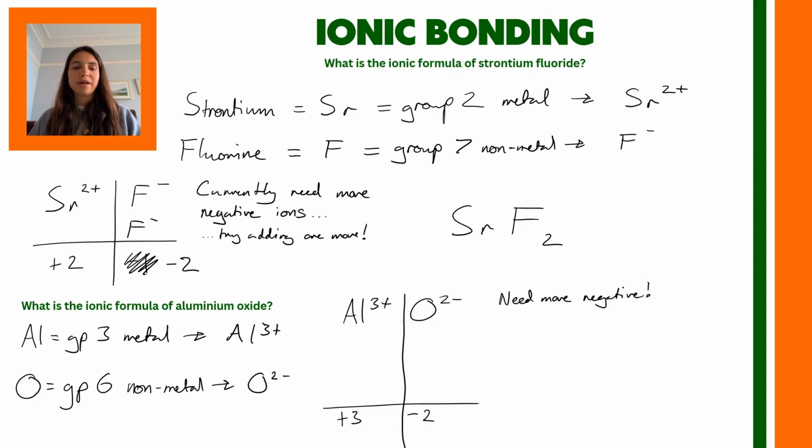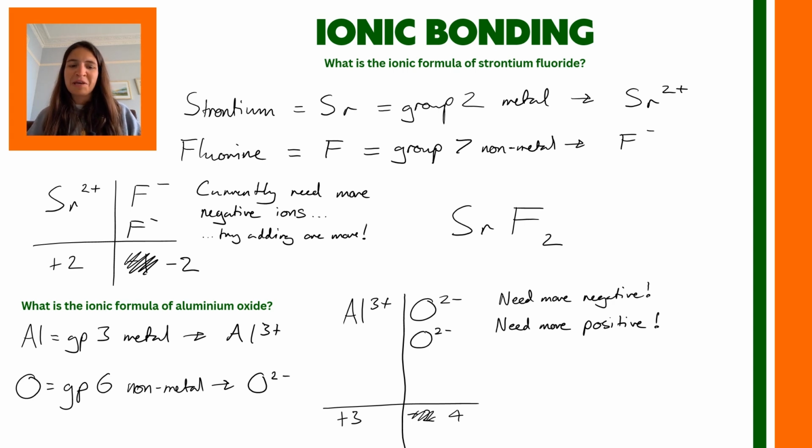Okay, now I do my table. So I've got my aluminium there, I've got my oxide there, and I notice at the minute I've got plus 3 and minus 2, so I need more negative charges. What happens if I add another oxide ion? Okay, now I've got plus 3 and I've got minus 4. Sorry, there is a minus sign there, you just can't quite see it. Minus 4 on my right-hand side because when I added that other oxide ion, I added another negative 2 charges. So it's still not balanced.